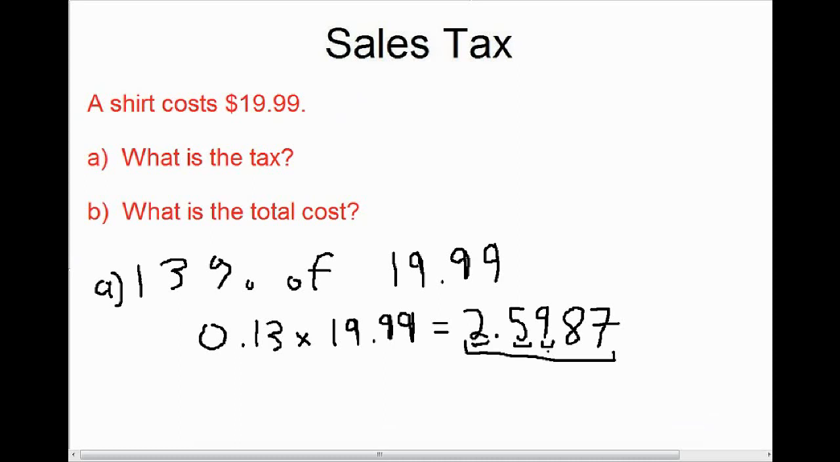So what we're going to do here is round to the nearest cent. We have to look to the first place to the right. That's an 8 there, which means we're going to round up. So if we round that up to the nearest cent, it's $2.60, which, if we're dealing with money, we would write as 2.60. So there's your tax on your shirt. When we've rounded it to the nearest cent, it rounds to $2.60.